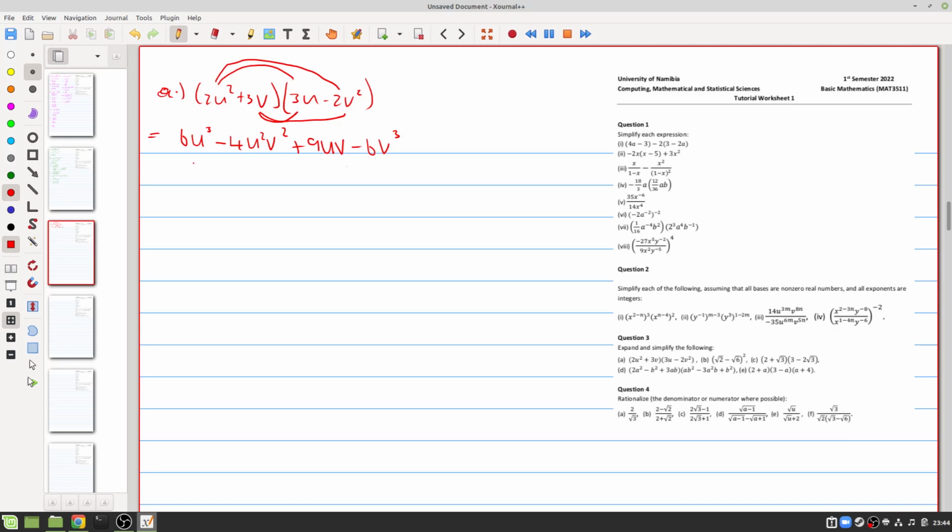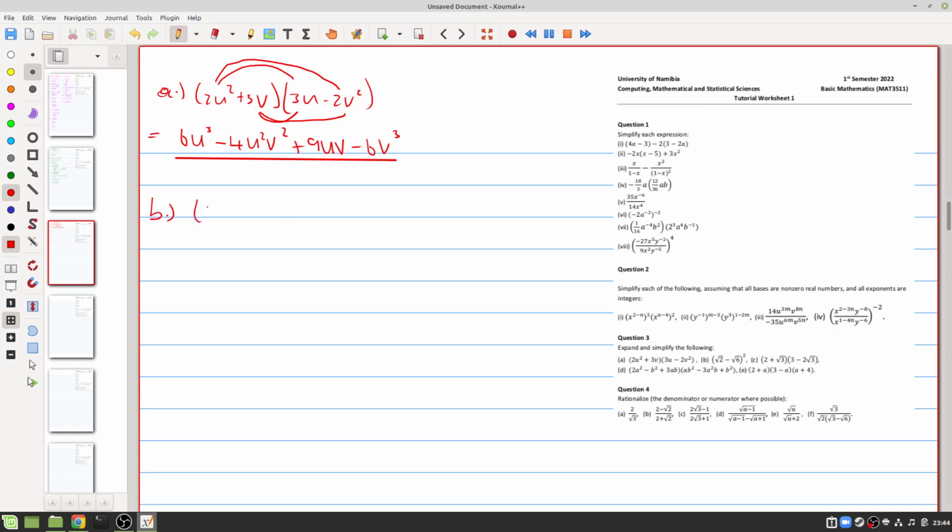Like terms are terms that have exactly the same letters with the same exponents. So here we've got a u cubed, nothing else is just a u cubed. U squared v squared, nothing else has a u squared and a v squared, etc. So that's how you know things are like terms. So in this case, that is our final answer, simplified.